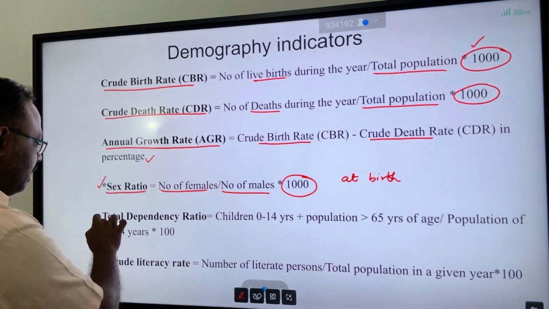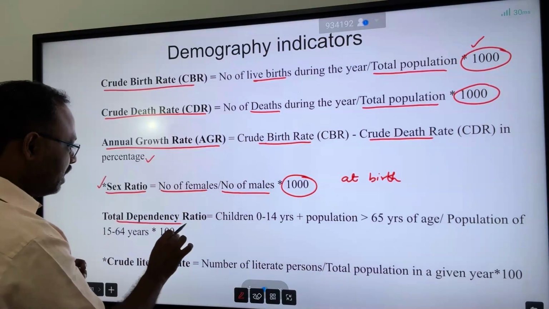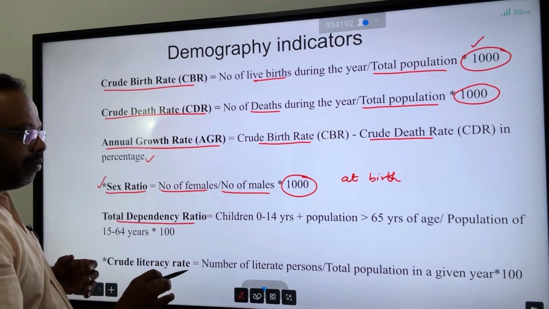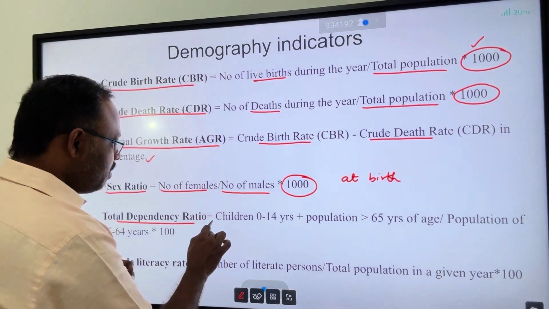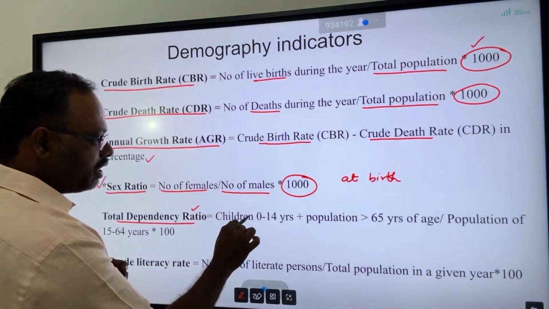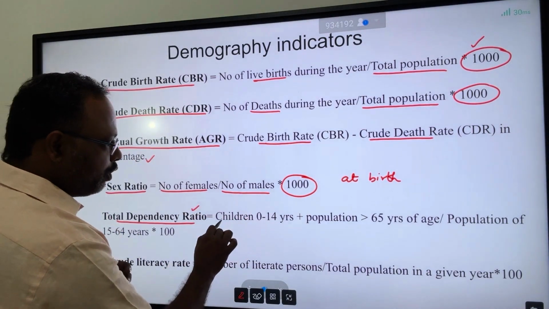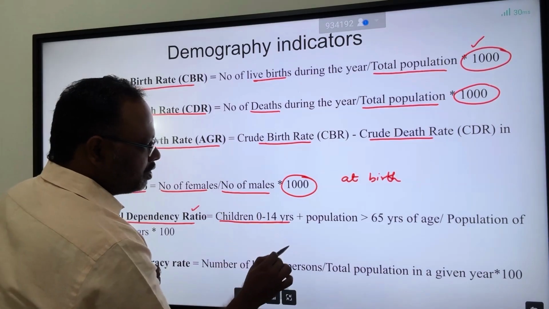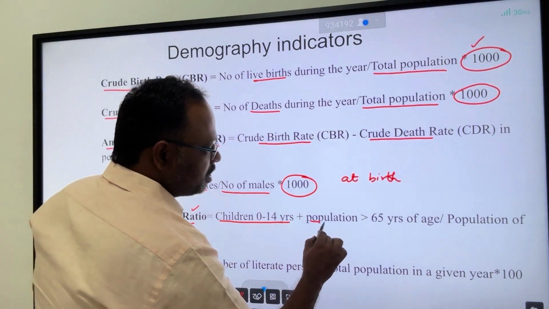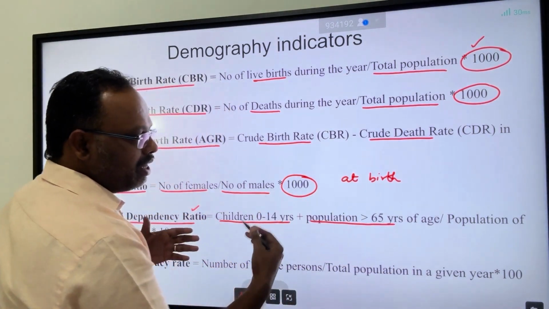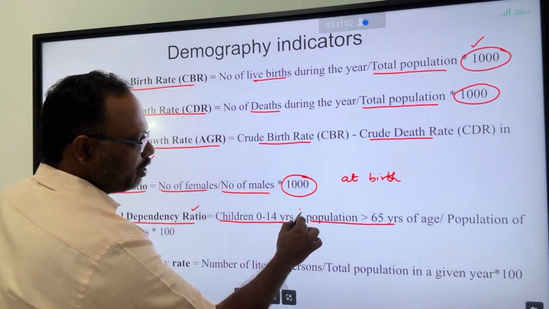The next important indicator is the total dependency ratio, which is given by the formula. Here it is a ratio. So the dependent population will be the numerator: children 0 to 14 years, and population above 65 years of age will be dependent on others. So that will be in the numerator.